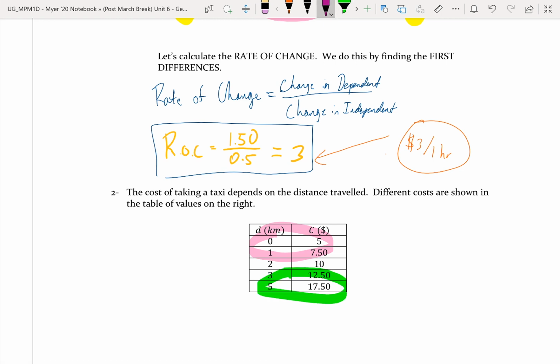All right. So if we did this, we're going to do our first differences. So I have 7.5 subtracted by 5 is equal to 250. And over here I have 1 minus 0 equals 1. Now if we look over here, we're going to do our differences again. So here I have 5 minus 3 equals 2. And here I have 1750 minus 1250 is equal to 5.